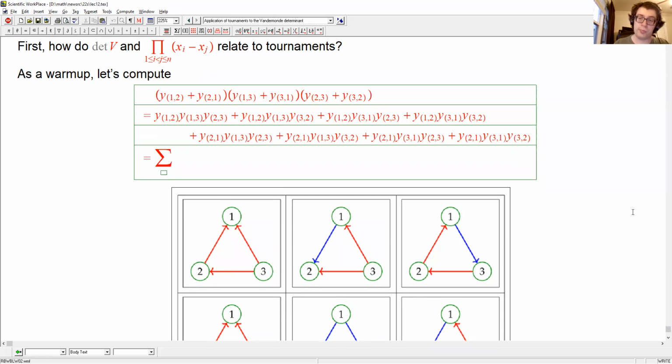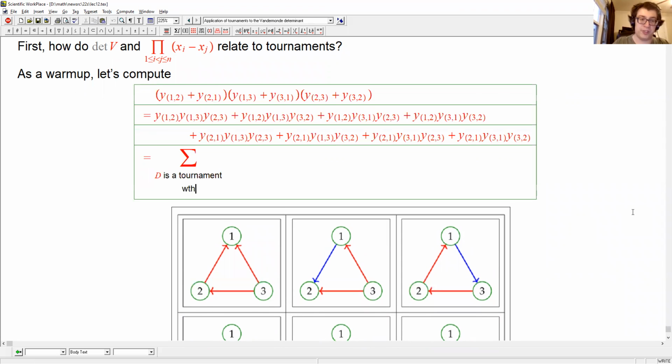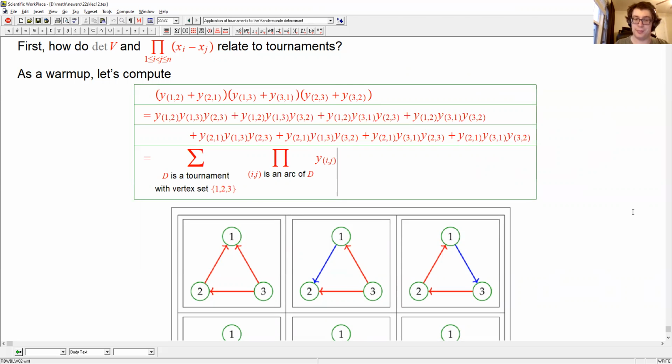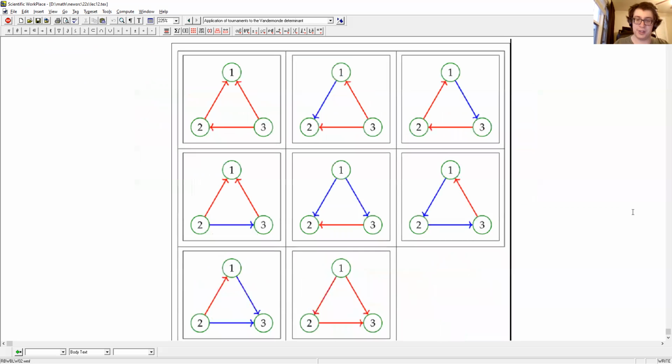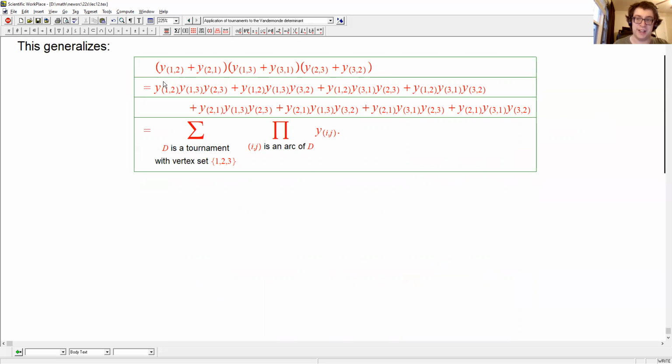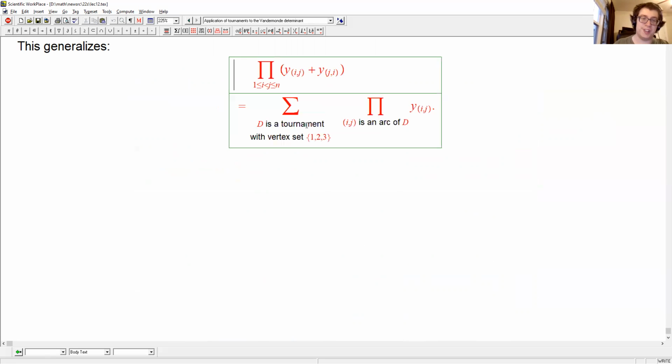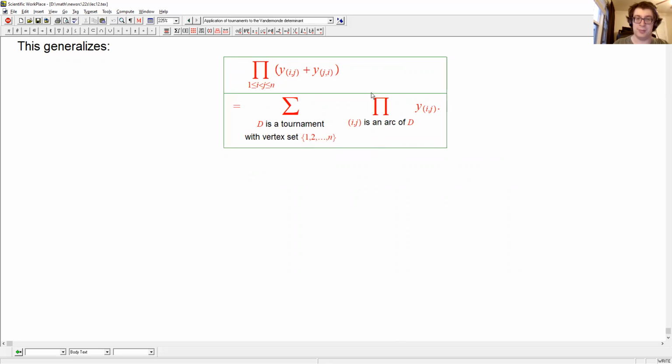So this long sum is really simply the sum over all tournaments with vertex set 1, 2, 3. And then for each tournament, you multiply over all arcs yij. So this generalizes, of course. It's not just about 3, it's about any n. So if you take the product of yij plus yji, you get the same sum, but the tournaments now have vertices 1 up to n.